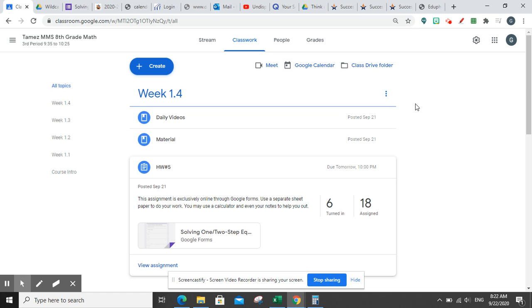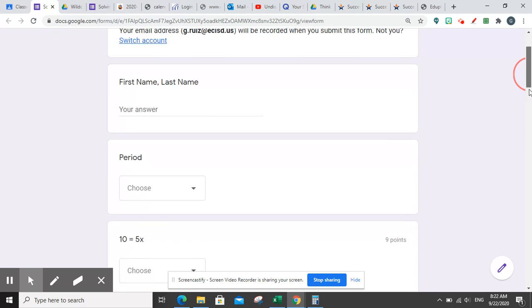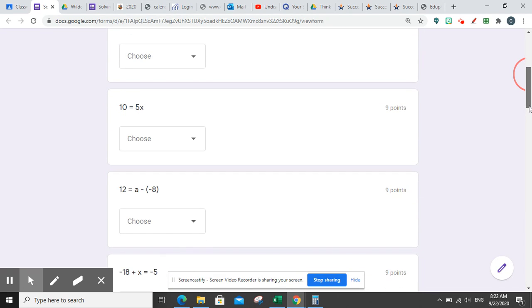Okay, guys, we are going to be going over homework number 5, and this is under classwork in week 1.4. And then right here it says homework number 5. Remember that this assignment here is not from your book. This is directly on here, so you will need a separate sheet of paper to work these out.